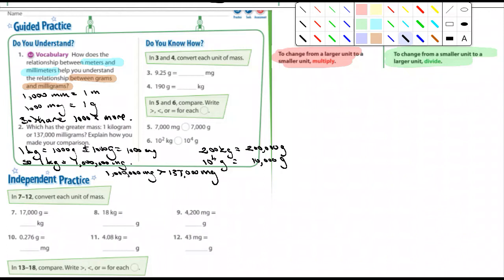Number 2, which has greater mass, 1 kilogram or 137,000 milligrams? Well, what I wrote down here was that 1 kilogram is 1,000 grams, and 1 gram is 1,000 milligrams. So basically, you're going to have something that's 1,000 times 1,000. So what is 1,000 times 1,000? That's 1 million. So 1 kilogram equals 1 million milligrams. And so 1 million milligrams is larger than 137,000 milligrams. And you can put that in your own wording, but I answered number 1 and number 2 for you.